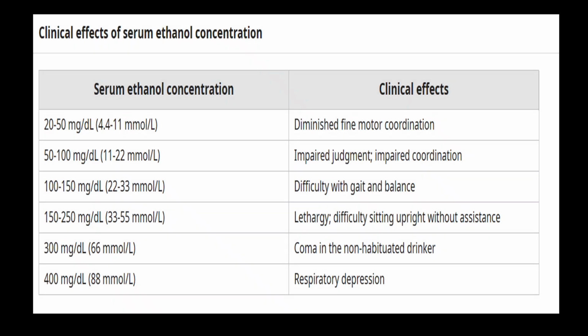Then, clinical effects of serum ethanol concentration. If it is from 20 to 50 milligram per dl, there can be diminished fine motor coordination. Between 50 to 100 milligram per dl, there can be impaired judgment and impaired coordination. Between 100 to 150 milligram per dl, there can be difficulty with gait and balance. 150 to 250 milligram per dl, there can be lethargy and difficulty sitting upright without assistance. 300 milligram per dl can come with coma in the non-habituated drinker. At 400 milligram per dl, there can be respiratory depression too.